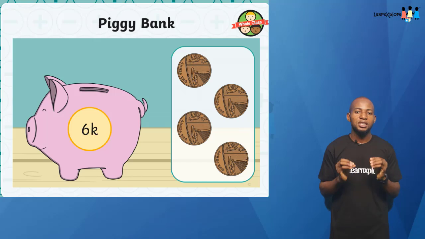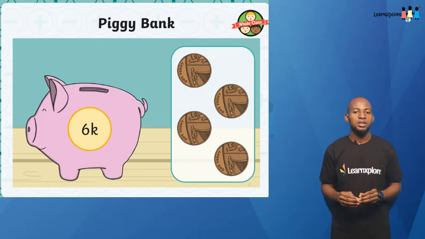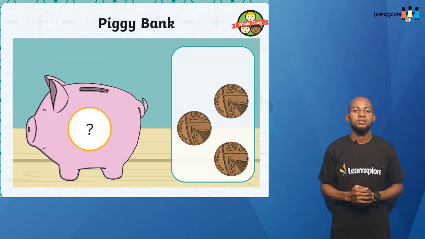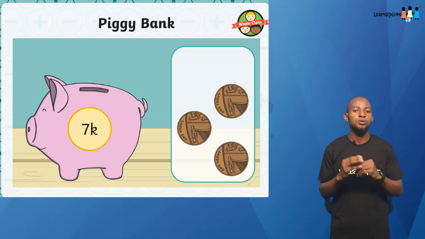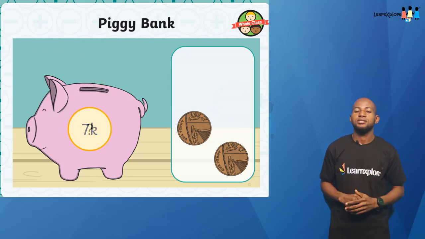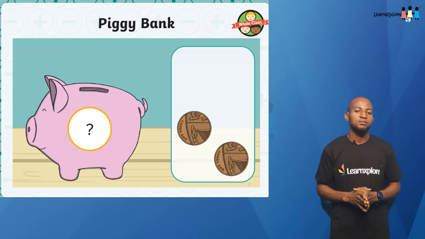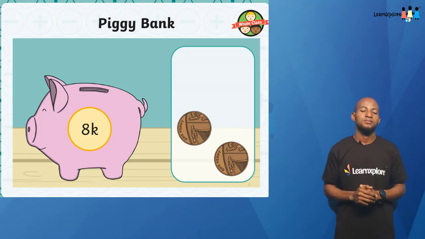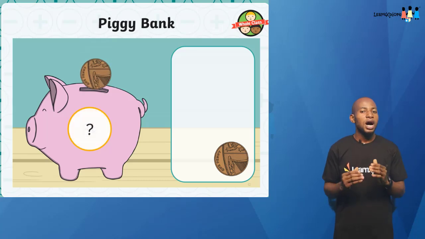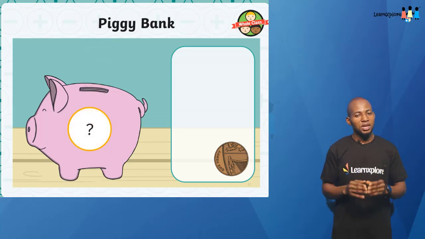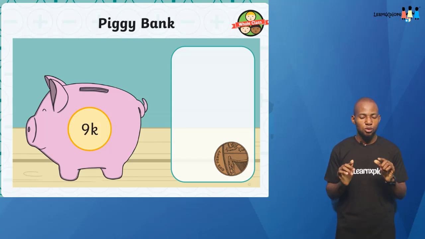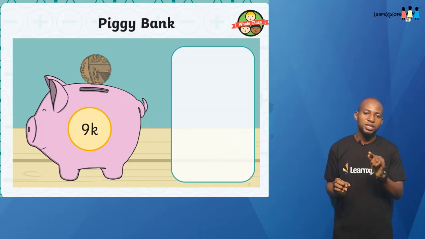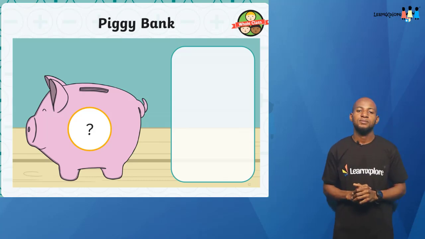Again, how much is this? This is 6 kobo. Now, a kobo goes in. How much is it now? That is 7 kobo. A kobo is in. How much is it now? That is 8 kobo. A kobo is in. How much is it now? That is 9 kobo. A kobo is in. How much is it now? That is 10 kobo.